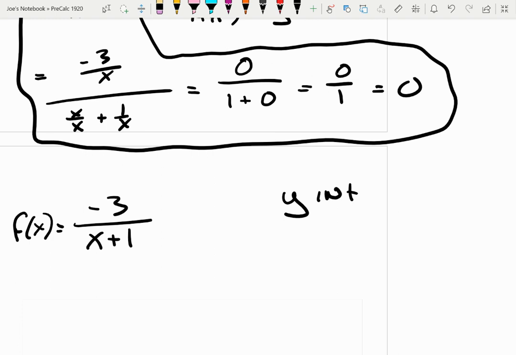The y-intercept, however, is when you plug in 0. So when I plug in 0, I have -3 over 1. So the y-intercept is -3.